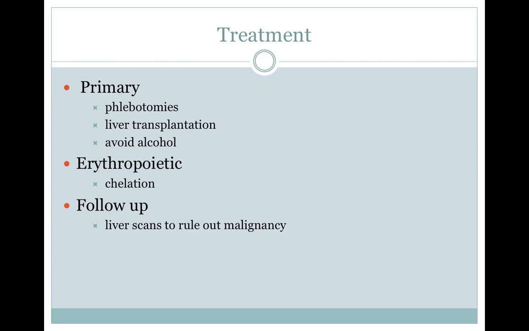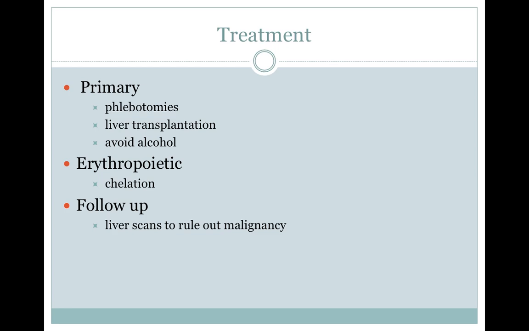Then, treatment. Hereditary or primary hemochromatosis is treated by regular phlebotomies. Initially, phlebotomy is done removing about 50 to 100 ml of blood, as frequently as 3 to 4 times in a week, until the serum ferritin levels come to normal.